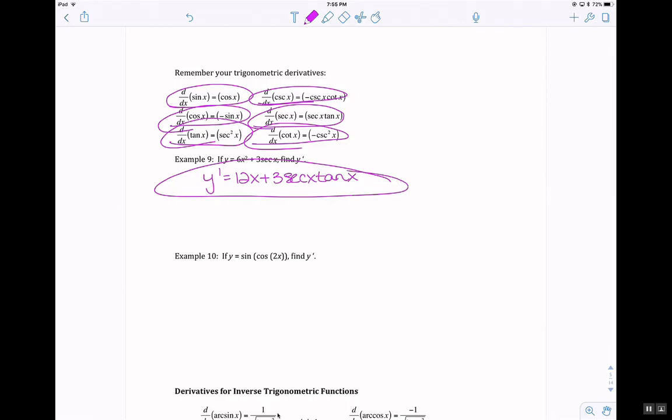So that's my solution. Example 10 has chain rule, so y prime, derivative of sine is cosine of 2x, times the derivative of cosine, which is negative sine of 2x, and then times the derivative of 2x, which is just 2. So I actually had 2 little chains there. My outermost function is my sine, my next inside function is my cosine, and then finally my other inside function is 2x.